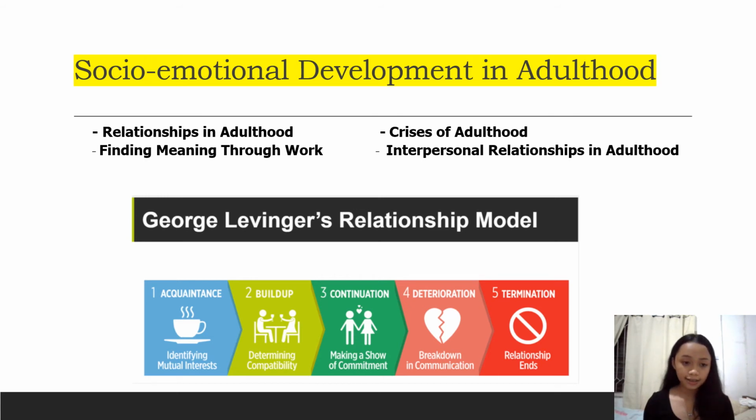First is acquaintance, where people identify mutual interests. Second is build up, like determining compatibility. Third is continuation, like making a show of commitment. Number four is deterioration, like a breakdown in communication, and fifth is termination, or the relationship ends. So this is basically a relationship model: finding acquaintance, getting to know each other, continuation, and then breaking up, heartbroken, having problems, and then the relationship ends. Walang forever.